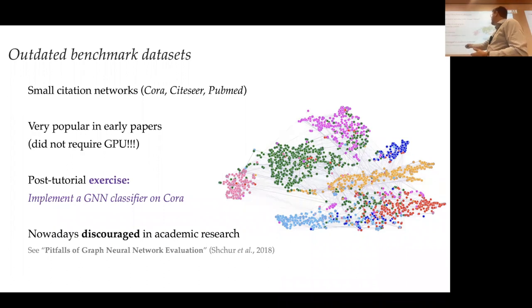And one good exercise post-tutorial to convince yourselves you understood some of the concepts is a very nice quick exercise to go in a Colab and implement a graph neural network classifier over the Cora data set. That's a really fun thing to do afterwards if you've never done graph nets before. But I would recommend you never to actually use them in academic research nowadays. We have several papers showing why those data sets are not the best way to evaluate graph machine learning models. So unless you're doing some very specific synthetic study, if you put this data set in a paper, it's just a red flag for a reviewer to reject it. So please do not do that.